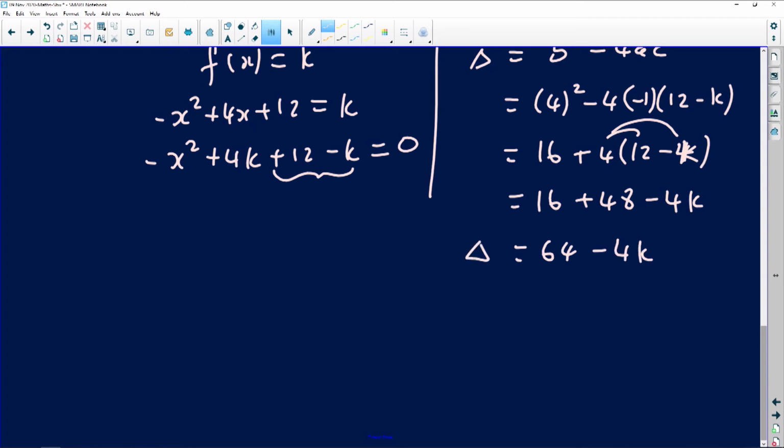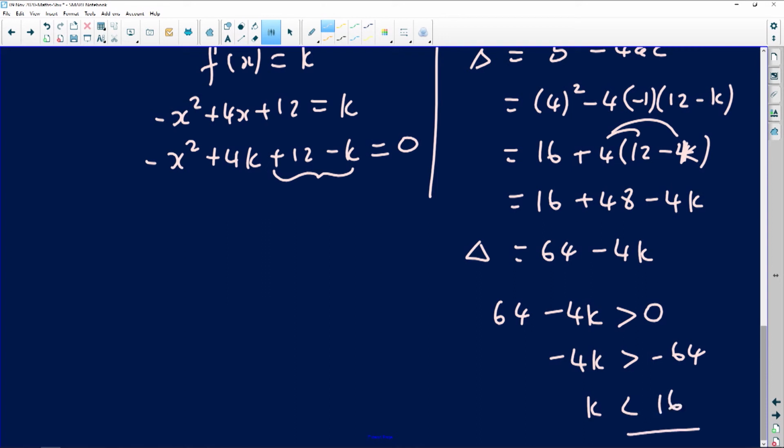They said two distinct roots. That is only possible if your delta is greater than 0, not greater or equal to. And then you have minus 4k is greater than negative 64. Again, we're dividing both sides by negative 4, then your k will be less than 64 divided by 4, which gives you an answer of 16. This is how you would do the question algebraically if you had to do that.